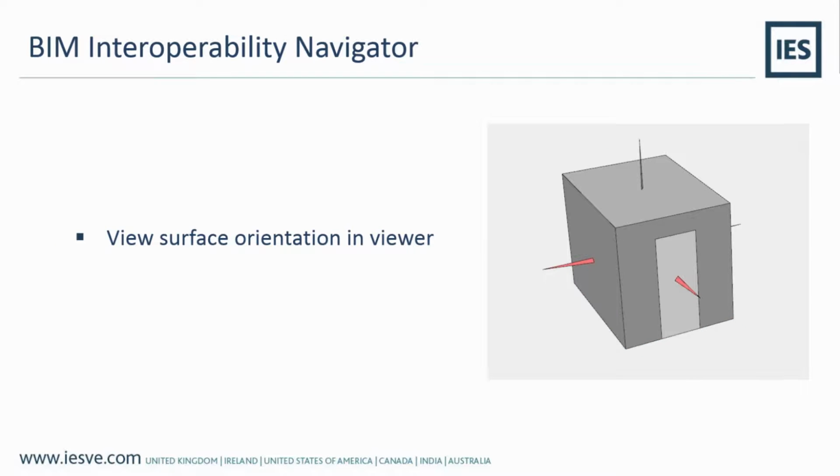We've also added in extra functionality, things that happen on the algorithms that are run on your model as it comes across. So the flipping of surfaces so they're orientated correctly for the VE, we've put that in there as well, so you can actually visibly see that correction.